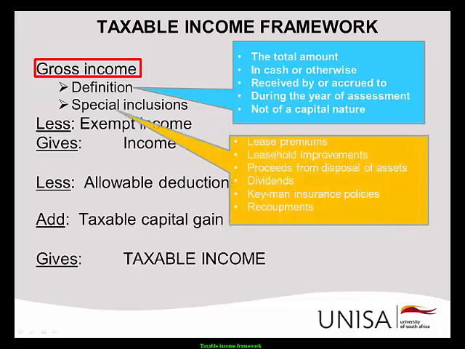Now, in order to apply the framework correctly, you'll need to know exactly what the definition of gross income means, each of those terms, and you'll also have to learn the list of special inclusions so that you can identify any of these amounts when you come across them in a question or in practice. In your study materials, we only deal with special inclusions that relate to business entities in this module.